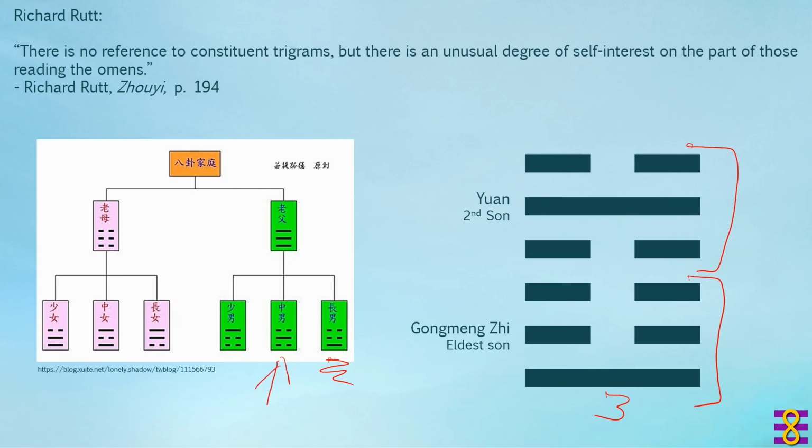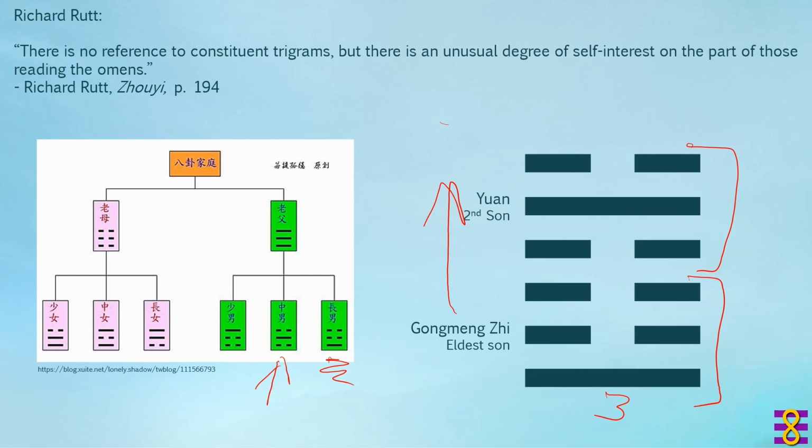So if you think I'm making this all up as we go, no, this is stuff that is really found in the 10 Wings. These are old associations from the trigrams. So these family members are already mentioned in the Shuogua chapter from the 10 Wings. So Thunder is the eldest son, and Yuan is the second son. And you see here that Gongmeng Zhi, the lower trigram, is actually following Yuan. So Yuan is coming first, and Gongmeng Zhi is following him.